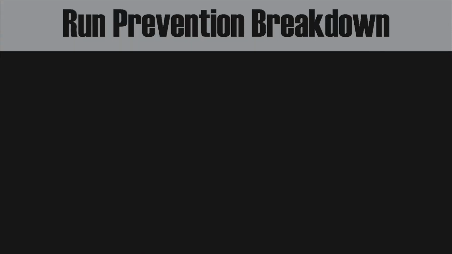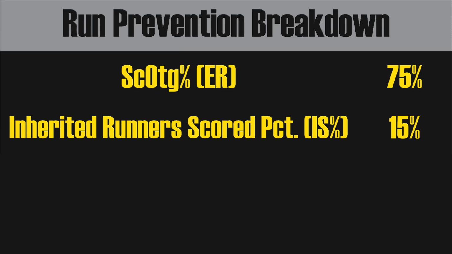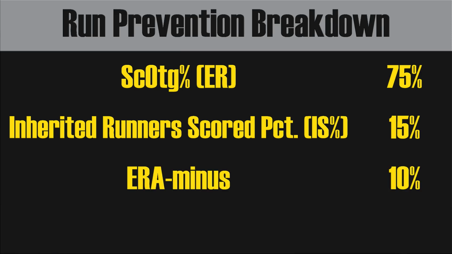I did, however, invent the stat that we use for the bulk of the next category, which is run prevention. We've broken that down into 3 components. The scoreless outing percentage, earned run variety, is 75% of the score. I invented that in late 2021. Inherited runners scored percentage is 15% of the score, and ERA minus is 10% of the score.